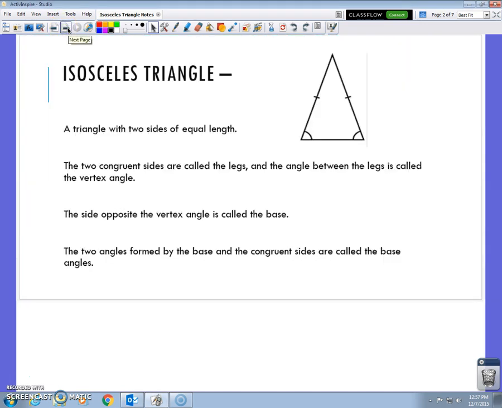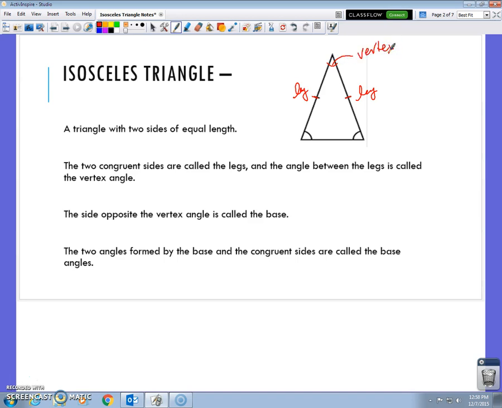First things first, an isosceles triangle is a triangle that has two equal side lengths. That's the only qualification. It has to have two sides of equal length. Two congruent sides are called the legs, and the angle between the legs is called the vertex angle. So I want to go ahead and label this diagram so we're all clear when I'm using this vocabulary. The two sides right here, these little dash sides, those are the legs. And the included angle between the legs is called the vertex.